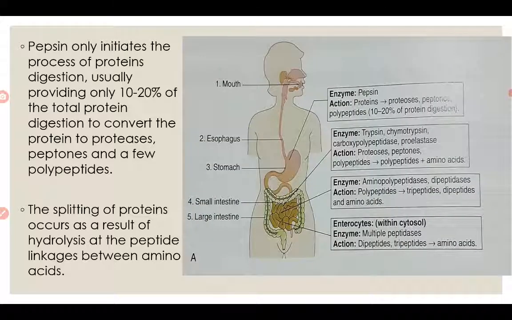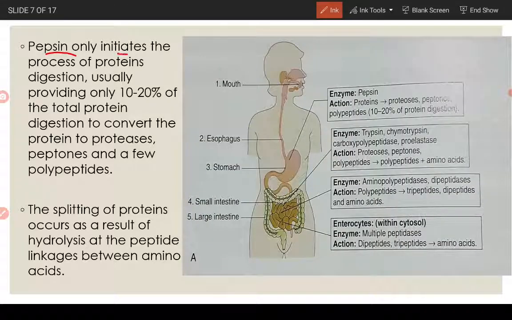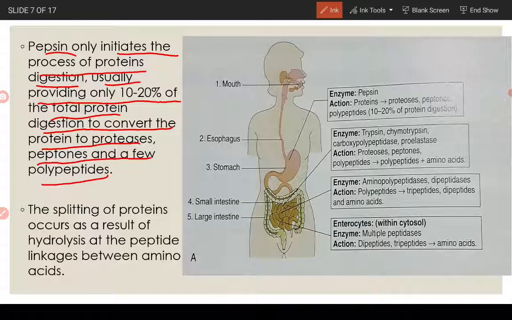So pepsin only initiates the process of protein digestion, usually providing only 10 to 20% of the total protein digestion, to convert the protein to proteoses, peptones, and a few polypeptides. Unlike carbohydrate digestion, which starts in the mouth with alpha amylase, protein digestion starts in the stomach, right here in the stomach.